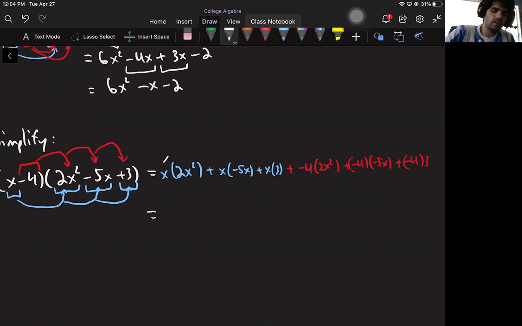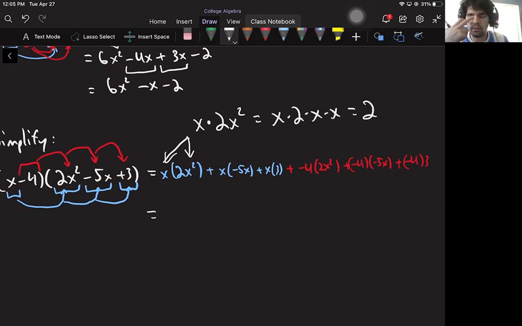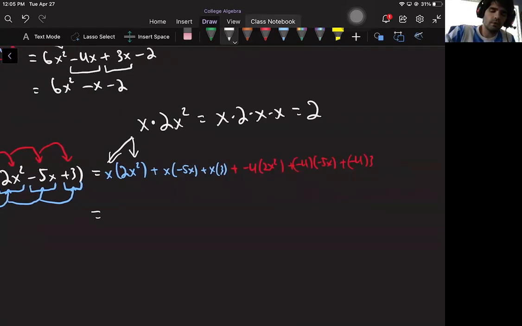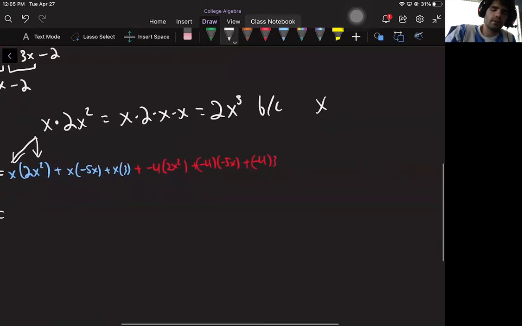Well, again, let's think about it outside the box first. So x times 2x squared means x times 2 times x times x. Well, what we do is we put the number in the front when we multiply number times x, and then we have 3 x's. So what do you do when you have 3 of the same term multiplied together? You write it as that thing to the power of 3, right? Because x cubed is x times x times x.